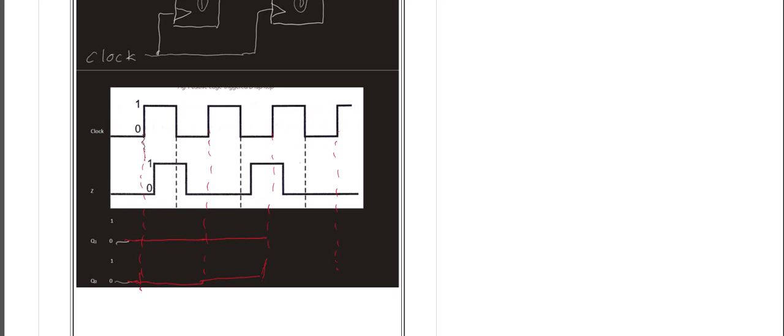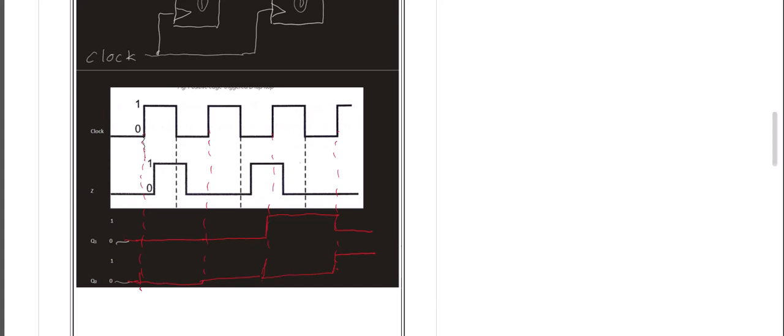So when I get to the next positive edge, I see that our input is 1. So our first flip-flop changes to 1. Our second flip-flop doesn't change yet because its input is from the one before. And then when we get to our last positive edge, the first flip-flop goes back down to 0, but the second one goes up to 1.